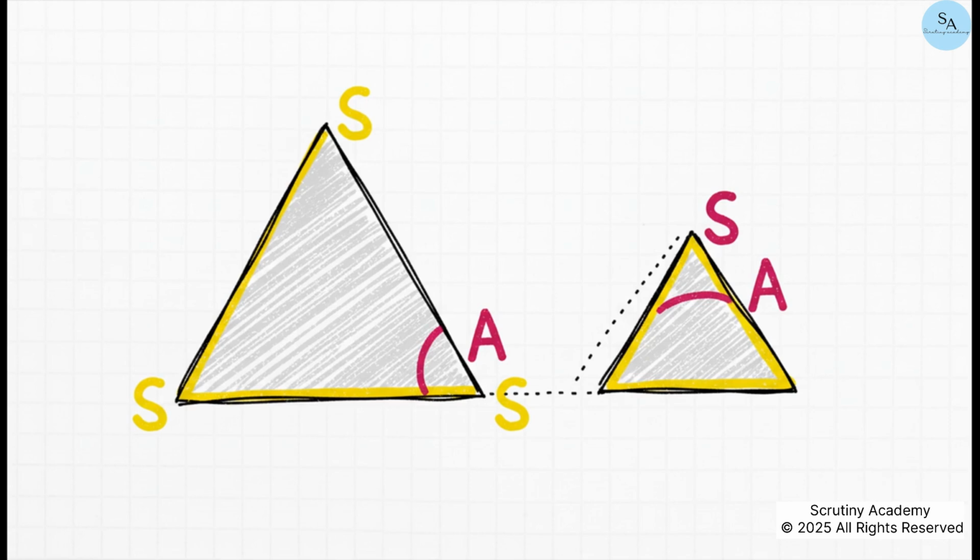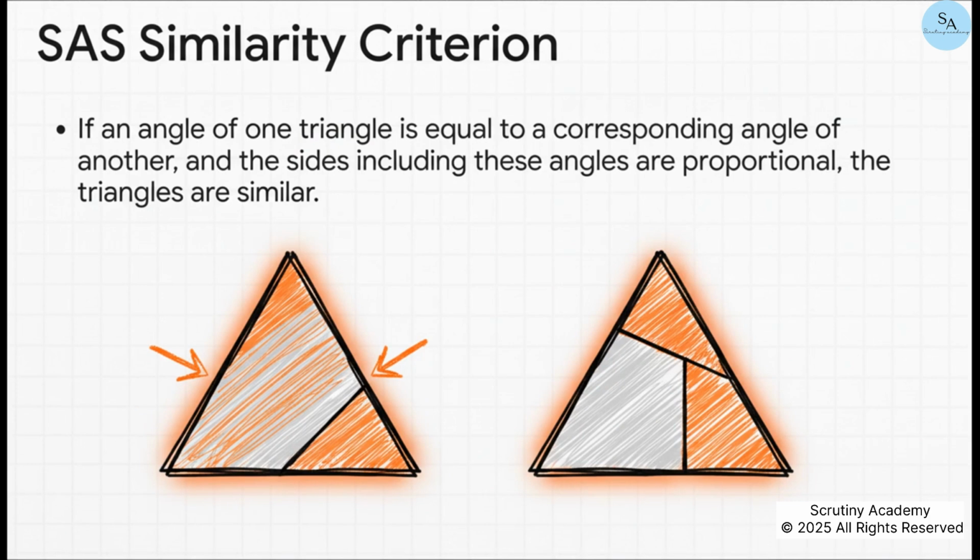And the final tool in our kit is side-angle-side similarity. You can probably guess what this one's about. It's kind of like a hybrid of the first 2. Now, the key word here, and you really got to remember this, is included. You need 1 pair of equal angles, but it has to be the angle that's squished between the 2 pairs of proportional sides you're looking at. If you have that specific side-angle-side setup, the triangles are similar. If it's any other angle, the test won't work.